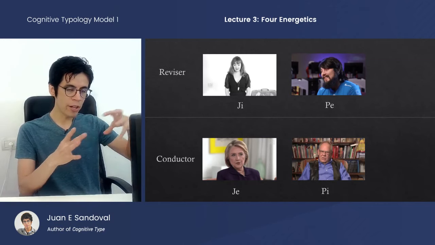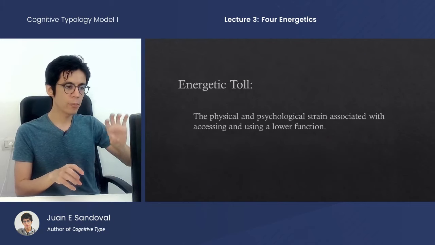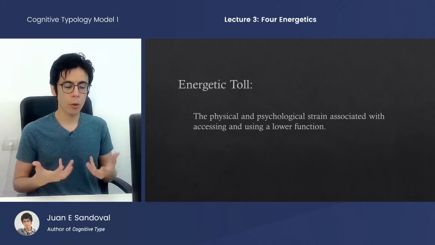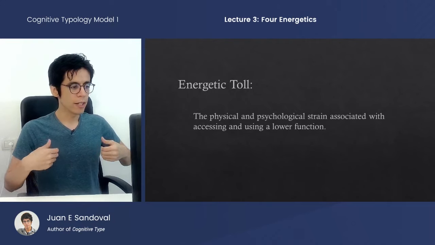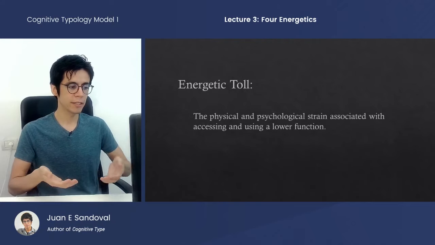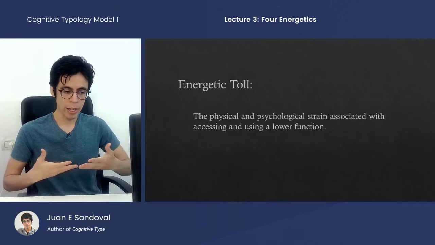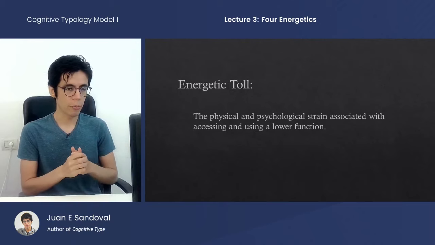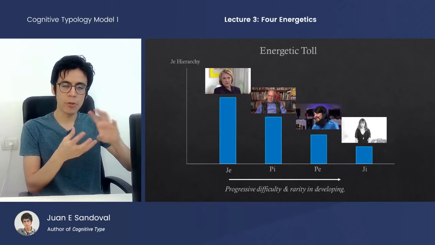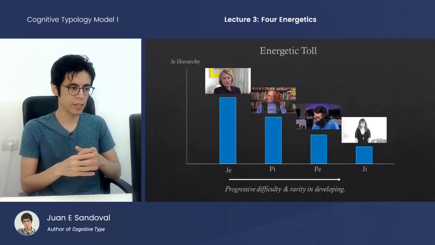The way Model 1 interprets the results of this ordering of functions is that a person is less likely to develop a lower function because there is more energetic toll. So what is energetic toll? Energetic toll is the physical and psychological strain associated with accessing and using a lower function. Using any of the lower 3 functions creates a strain in the body, which you can measure vultologically, by the way. We'll get to that. And it creates a strain in the psyche, which means it's more psychologically taxing to reach into the polar function, or the other 2 functions to a lesser extent.